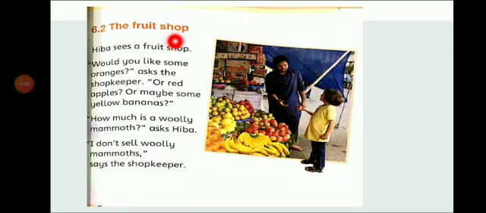The fruit shop. Now look at this picture. Hiba is standing in a fruit shop. There are lots of different fruits over here. Yellow bananas, red apples, and guavas, pomegranates, oranges.